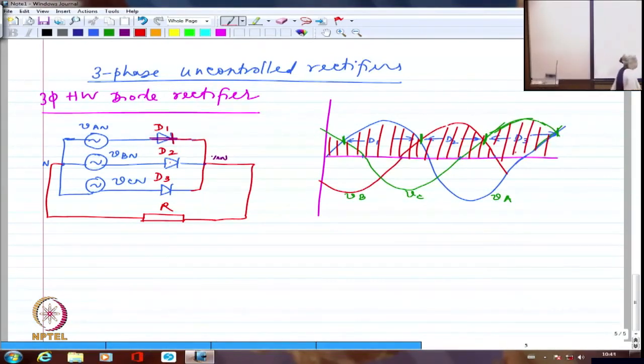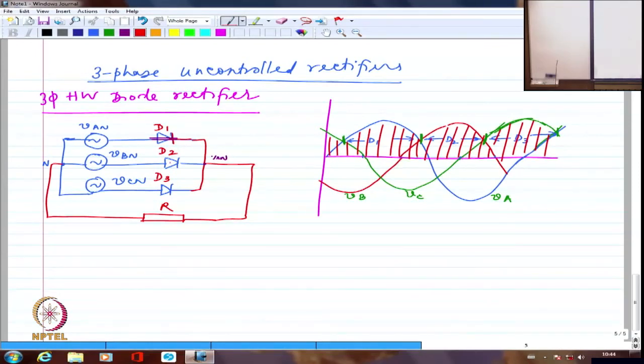If I look at the load voltage, this entire shaded portion comes. Whenever D1 is conducting, I'm going to have the entire VAN. Whenever D2 is conducting, I'm going to have the entire VBN. And similarly, I'm going to have the entire VCN whenever D3 is conducting. Right? And please note, this repeats itself every 120 degrees. VAN comes up for 120 degrees, VBN for 120 degrees, VCN for 120 degrees.